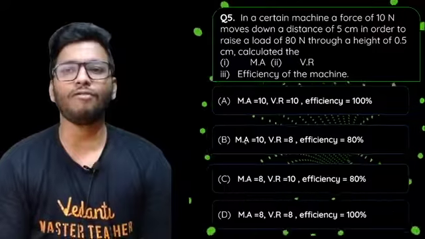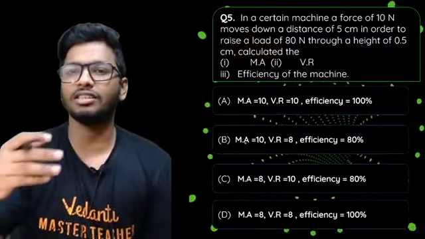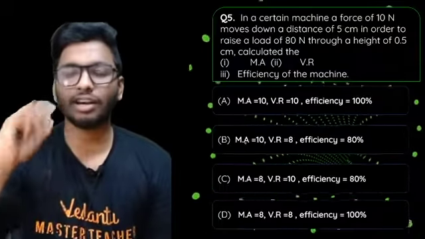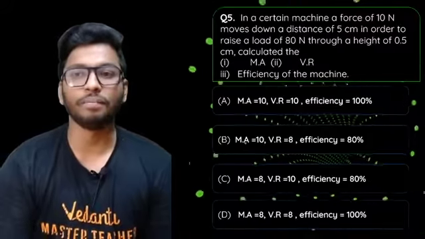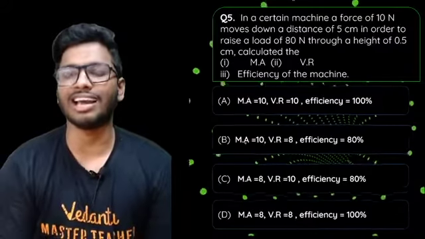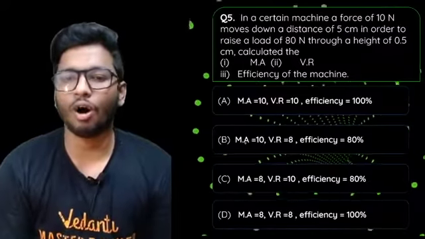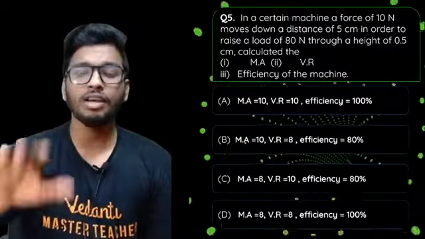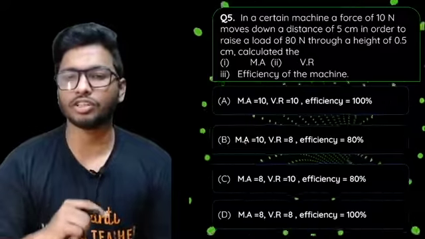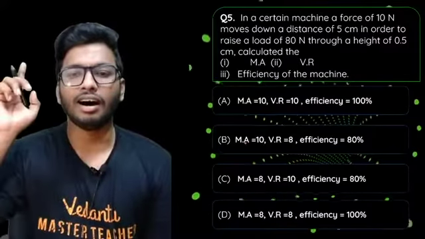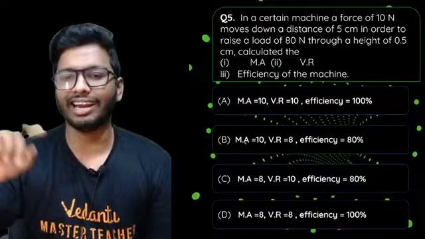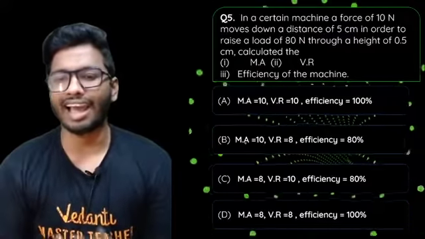In a certain machine, an effort of 10 Newton moves down a distance of 5 centimeter in order to raise a load of 80 Newton through a height of 0.5 centimeter. Calculate the mechanical advantage and velocity ratio, and calculate the efficiency of the machine as well. So these are the options. Mechanical advantage is 10, velocity ratio is 10, efficiency is 100%; 10, 8, and 80%; 8, 10, and 80%; and 8, 8, and 100%.